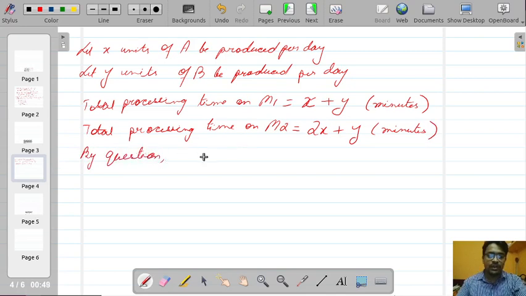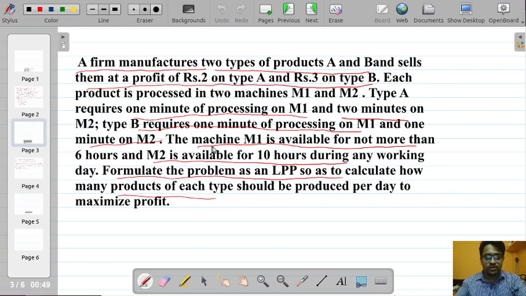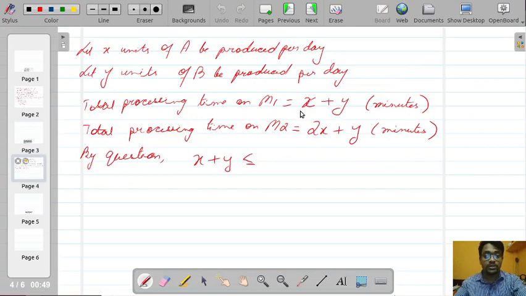But by the question, the machine M1 is available for not more than 6 hours. So X plus Y is less than or equal to that. That is given in terms of hours, but our time here is in minutes, so we have to convert to the same units. 6 hours means 6 into 60, that is 360 minutes. So X plus Y is less than or equal to 360.